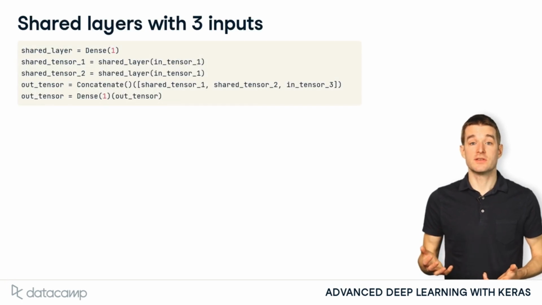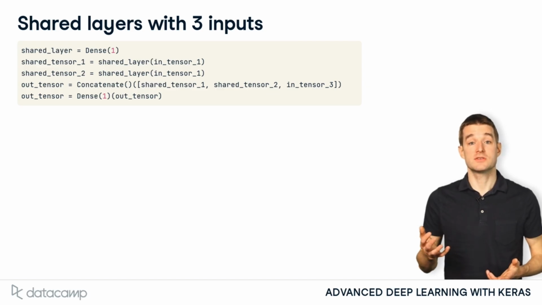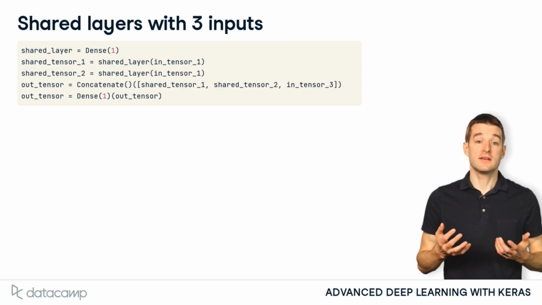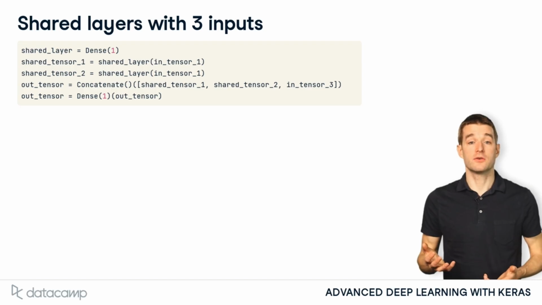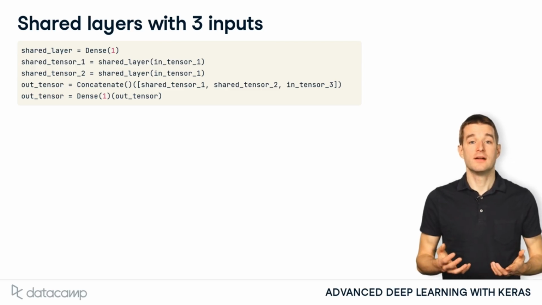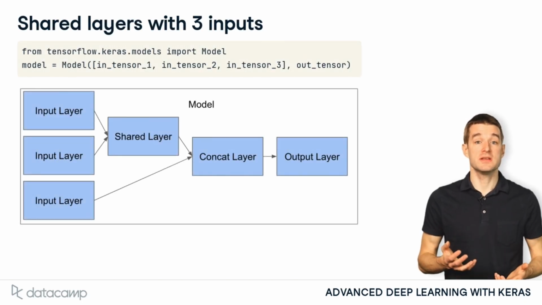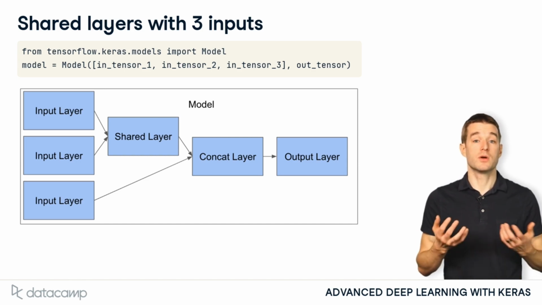In the exercises for this chapter, you will also practice using a shared layer in a model with more than 2 inputs. For example, you can pass the first 2 inputs to a shared layer, and then concatenate the result of that shared layer with the 3rd input. In other words, you can define a Keras model in any way you want. This gives you a lot of flexibility to customize the model to the problem you want to solve. As before, we pass the original 3 inputs to the model function when creating a model.